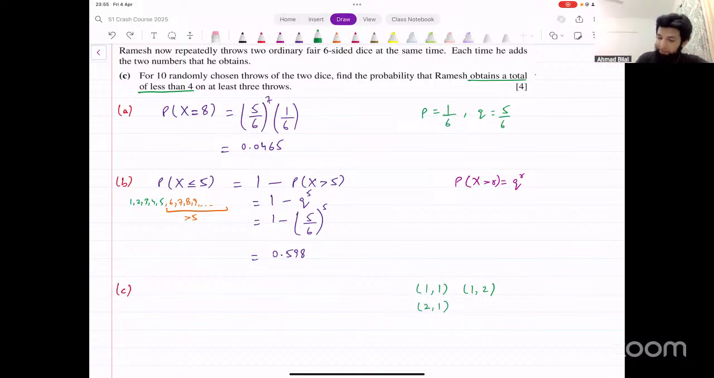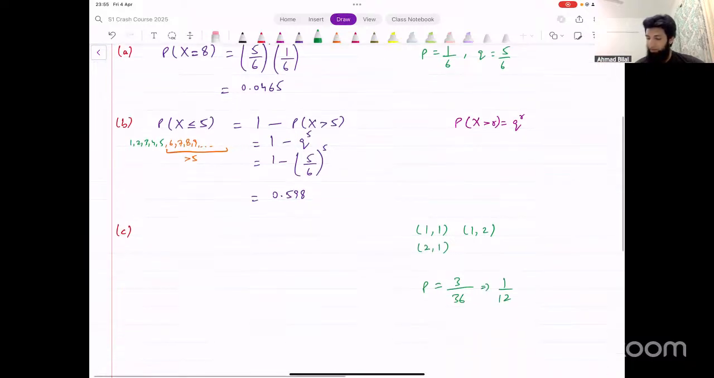So if we say this is the criteria for success, what's the probability of success? 3 out of 36. There are 36 possible outcomes. Out of them, 3 satisfy the condition. So it's 3 over 36, which simplifies to 1 over 12. If P is this, what about Q? Q is going to be 11 over 12. Probability of success is 1 over 12. Probability of failure is 11 over 12.